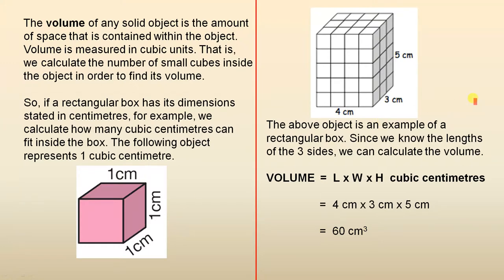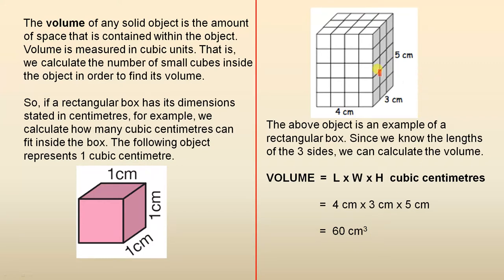The above object is an example of a rectangular box. Since we know the lengths of the three sides, we can calculate the volume. So the three sides are 4 centimetres, 3 centimetres and 5 centimetres. So the volume, we calculate that by using the formula volume equals length multiplied by width multiplied by height, and the answer will be in cubic centimetres. So that's 4 centimetres by 3 centimetres by 5 centimetres, 60 cubic centimetres.